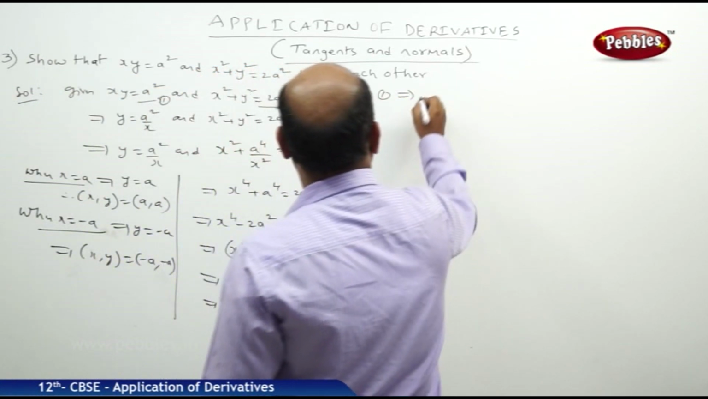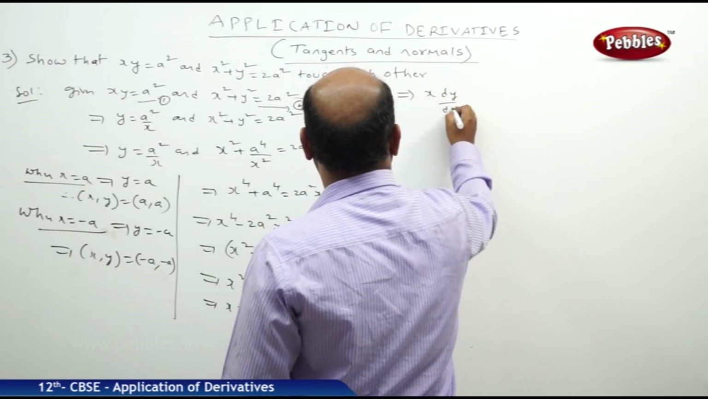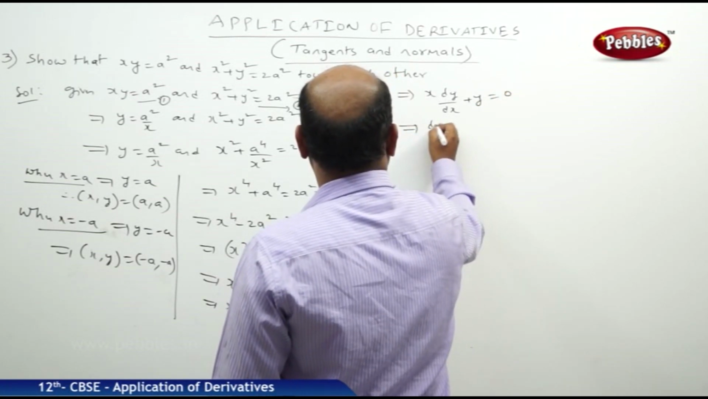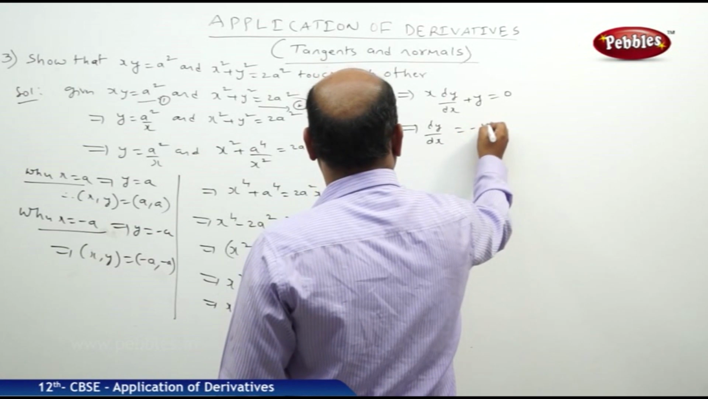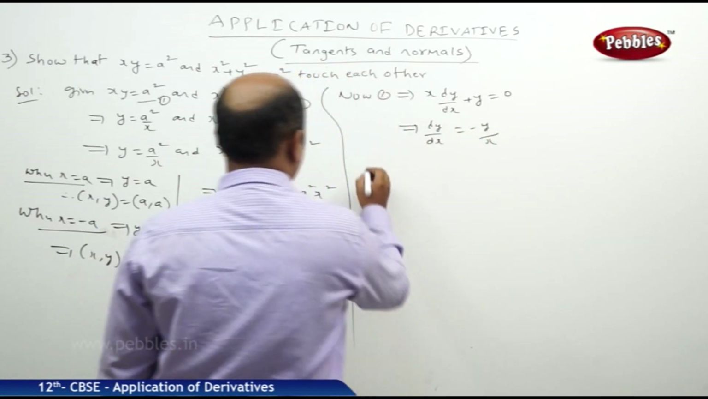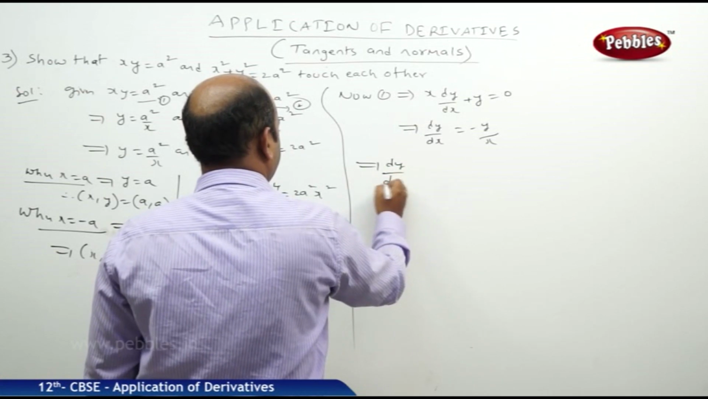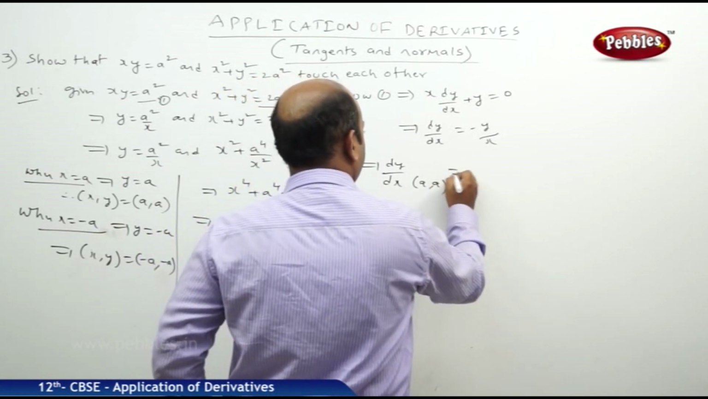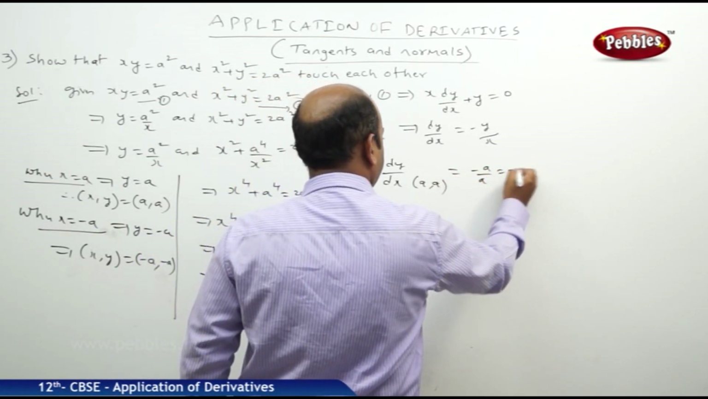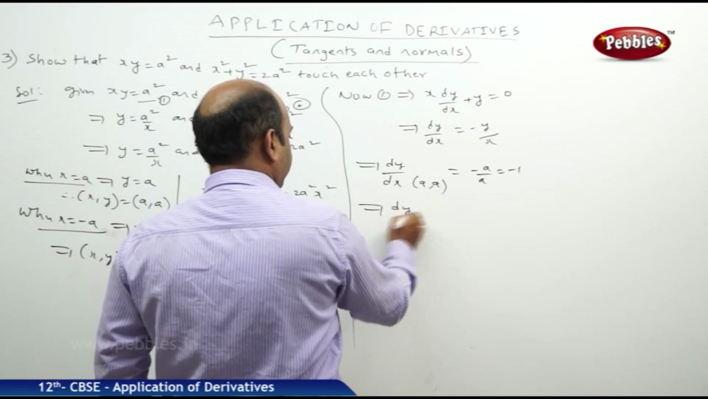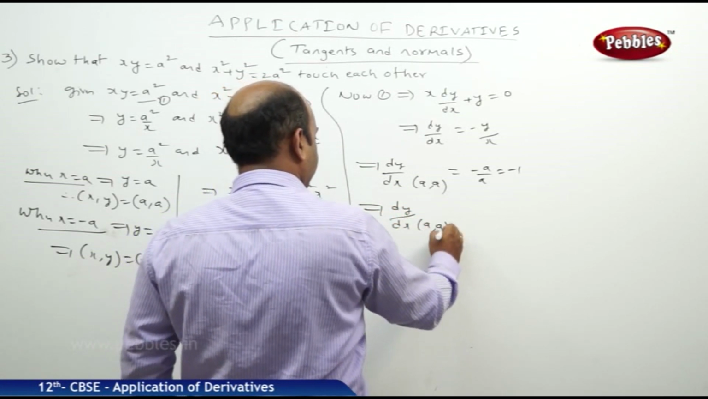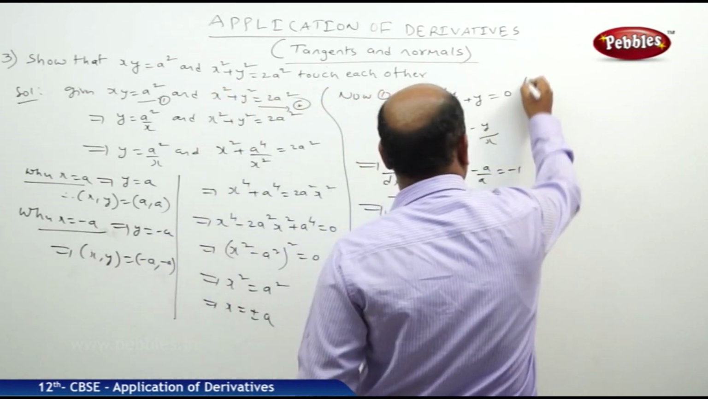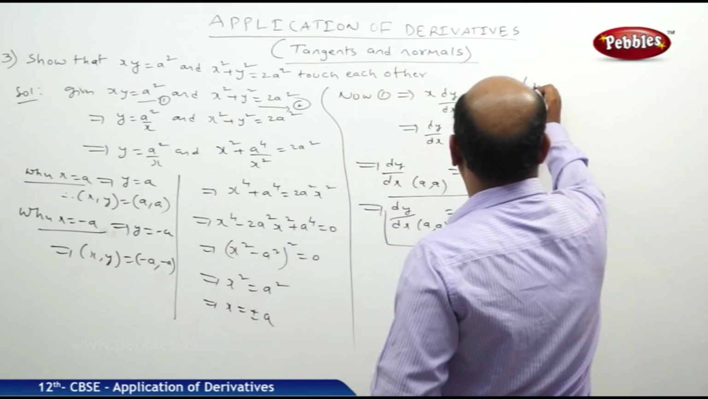1 implies x into dy by dx plus y is equal to 0. That means dy by dx is equal to minus y by x. So dy by dx at (a, a), because one point of intersection is (a, a), I'll be getting minus a by a, that is equal to minus 1. So dy by dx at (a, a) is equal to minus 1, and this one I call it as m1.